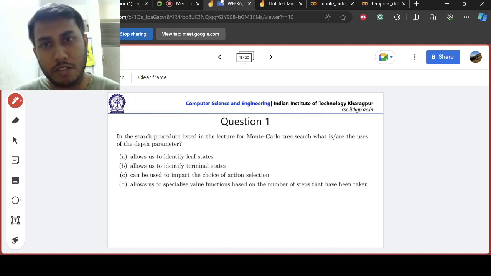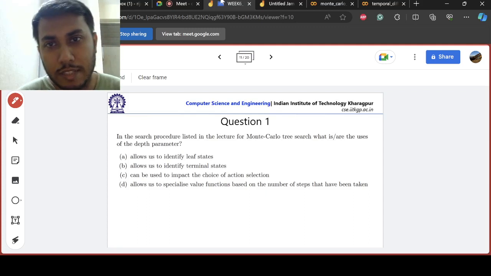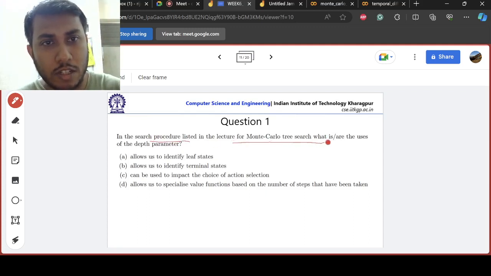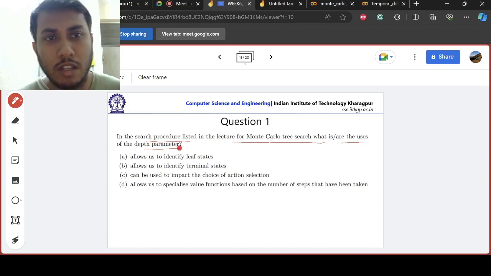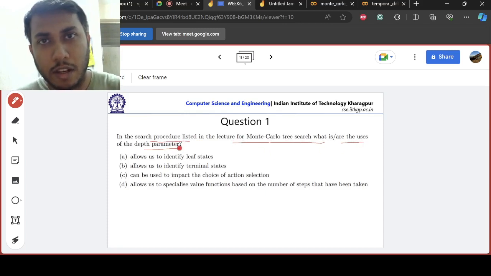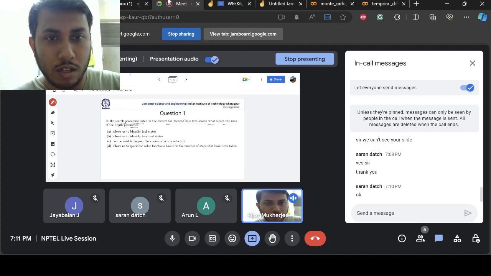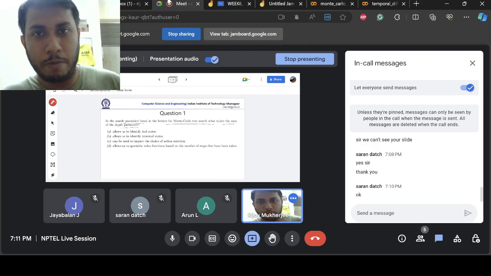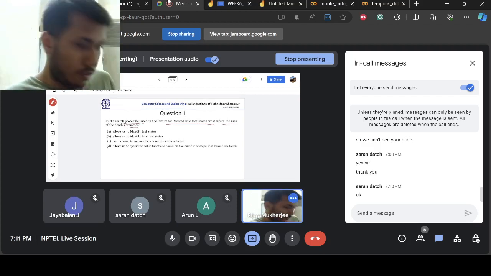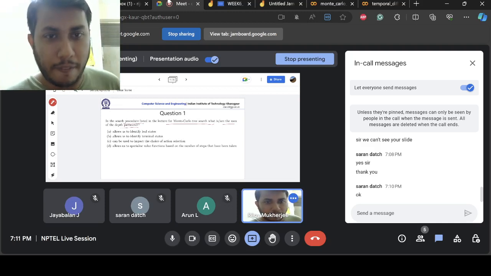So the first question is Monte Carlo search tree. In the search procedure listed in the lecture for Monte Carlo search tree, what is or are the uses of the depth parameter? Did you get the paper for Monte Carlo search tree?